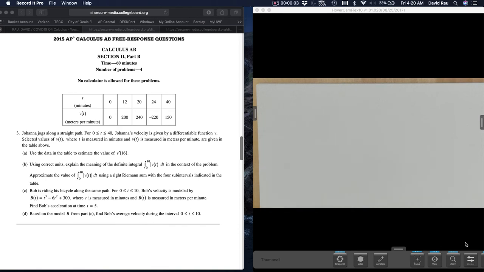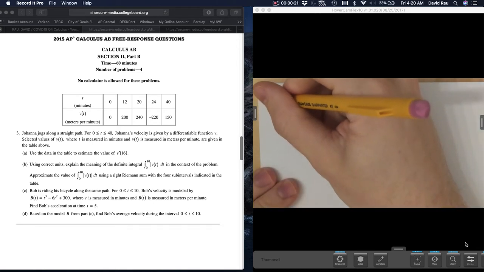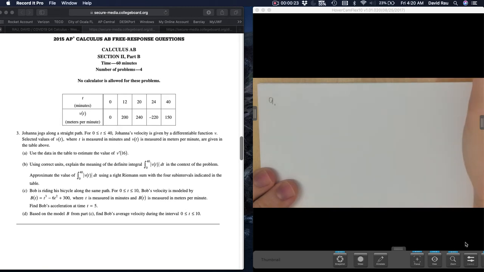All right, so we've got the 2015 FRQs, and we're starting off with a table with a velocity function. Now, things to know is that Part B and Part D are not assessed this year on the AP exam, but we'll go over them anyways. So let's see here, use the data in the table to estimate V prime of 16. So this is a popular one you've seen.